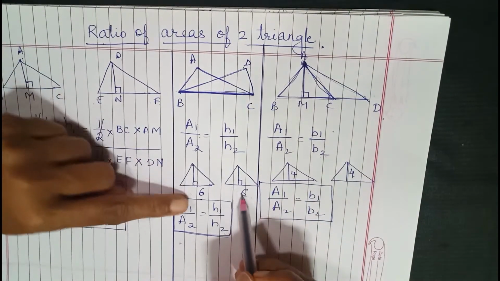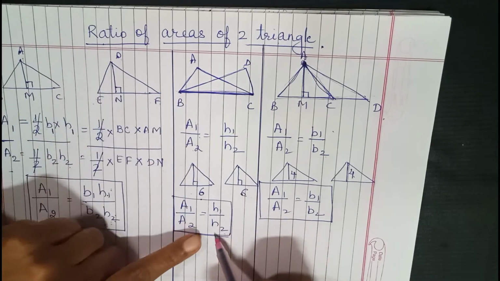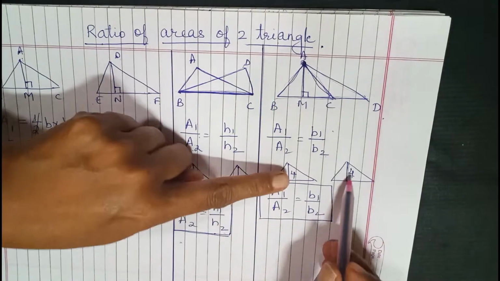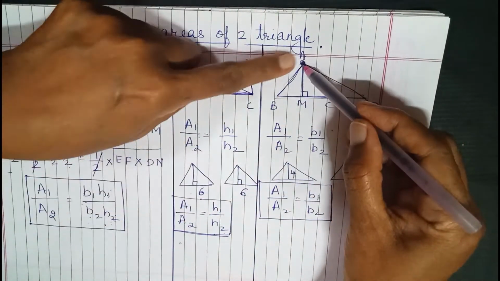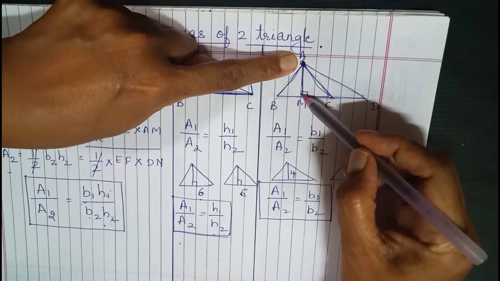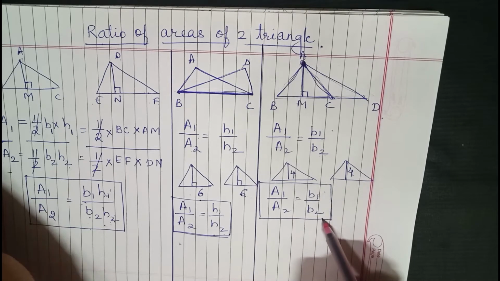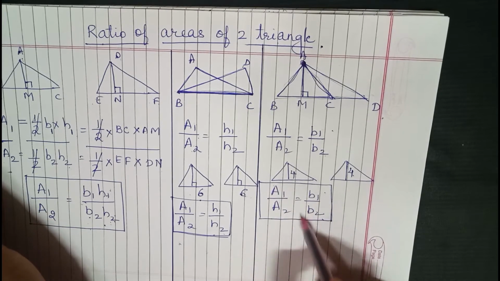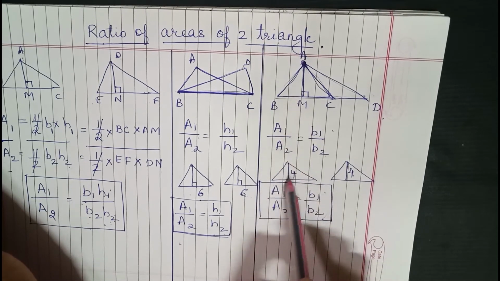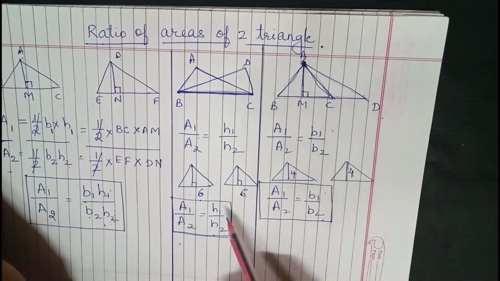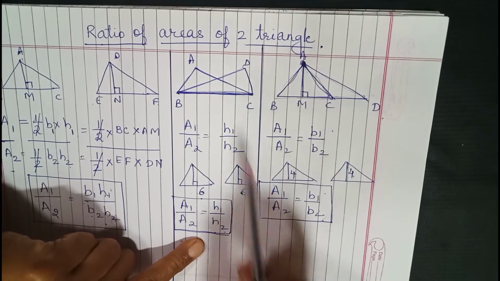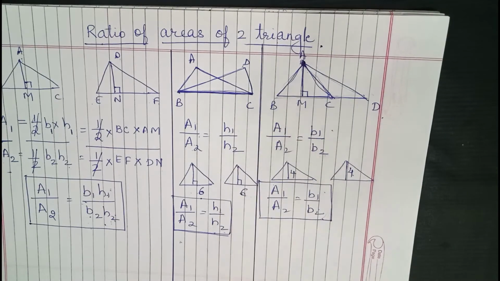That is, when the bases are equal or common, then the formula is H1 upon H2. If the height is equal or there is a common vertex because of which the height will become equal, then the formula will have only B1 upon B2. That is, the ratio will depend only upon the base when the height is equal or a vertex is common, and will depend upon the height if the bases are equal or the base is common.